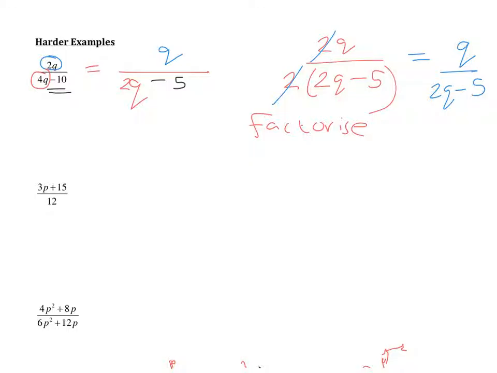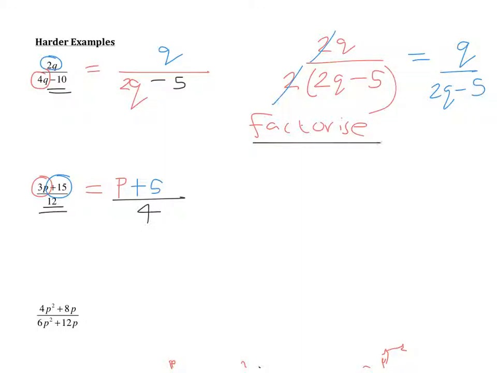Similar example for the second question, 3p plus 15 over 12. All three parts of this can be divided by 3. So 3p divided by 3 is p, 15 divided by 3 is 5, and the denominator, 12 divided by 3 is 4. So the answer is p plus 5 over 4.